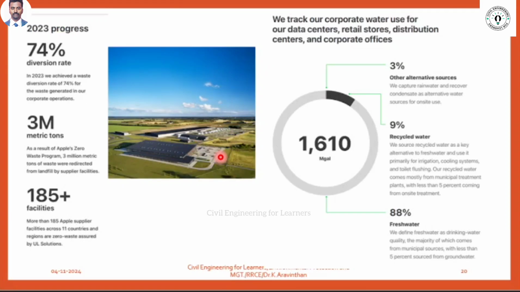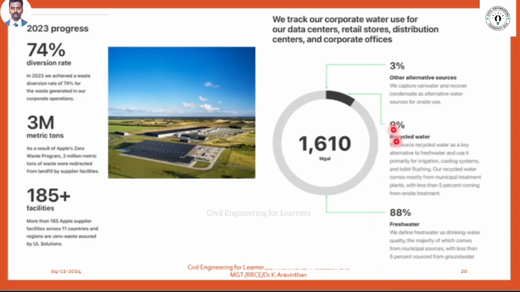They have given a report in 2023. They have tracked for continuous improvement. How much water they consume in their organization is 1610 mega gallons. Water is measured not in liters, it is measured in terms of gallons. How much water they consume is 88% fresh water. That means the Apple organization consumes river water or bore water, 88% of that.